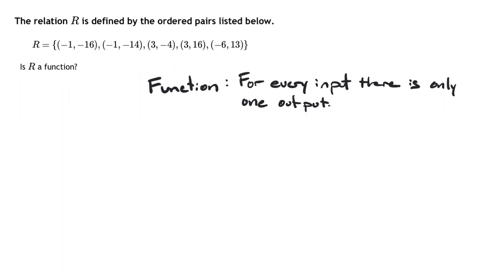And so what you first have to do is look at your x values. So here I have an x value of -1, and I have another -1. Here I have an x value of 3 and another 3, and here you have an x value of -6. And what we notice here is that for these x values, there are two different y values, -16 and -14.